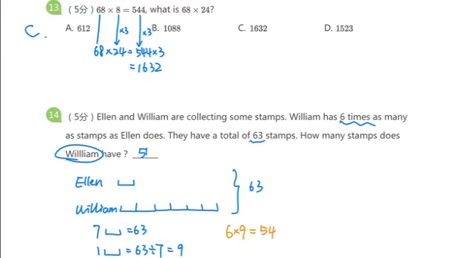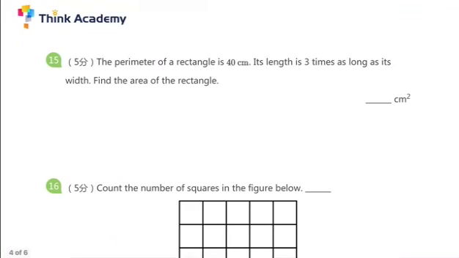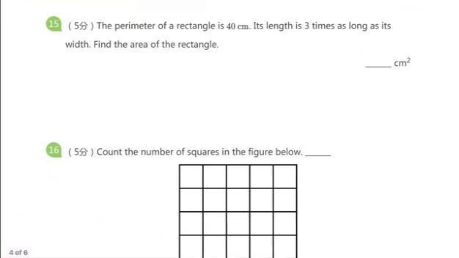Then let's move on to the question 15. So the perimeter of a rectangle is 40 centimeters. Its length is 3 times as long as the width. Find the area of the rectangle. So here it is still some multiple word problem, but based on the rectangle. So we know width is always the smallest one. Let's write a 1 line segment. The length is 3 times of it.